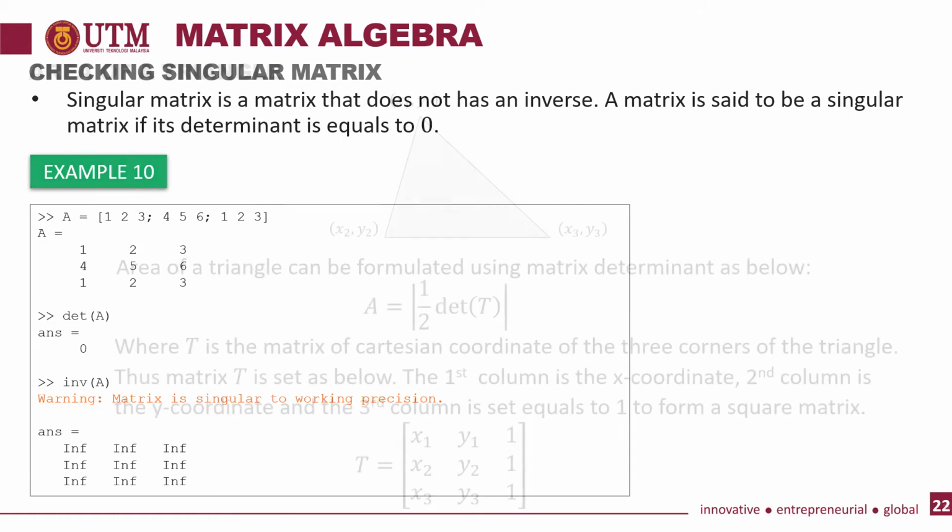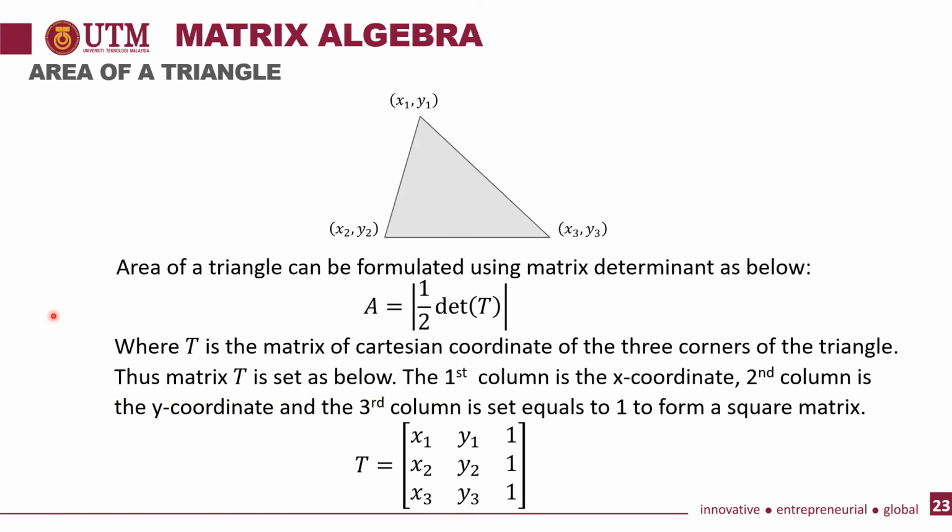Alright, so now let's take a look at the example of the area of a triangle. The area of a triangle can be formulated using matrix determinant as below. Right now this example is used to calculate the area of a triangle by using determinant, where T is the matrix of the Cartesian coordinates of the 3 corners of the triangle.